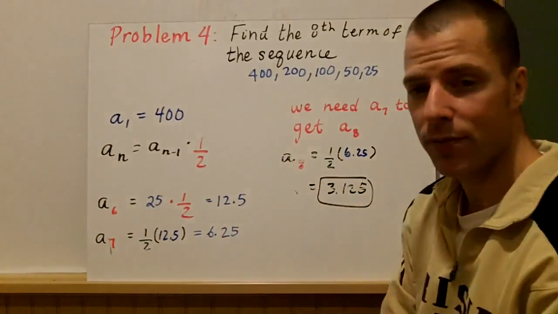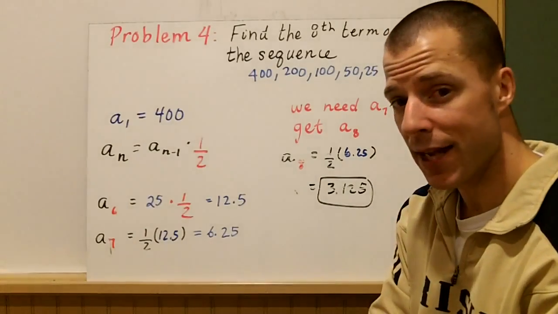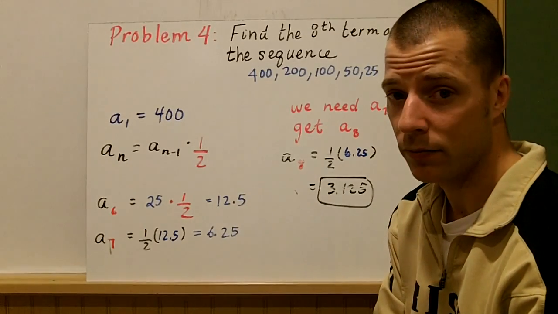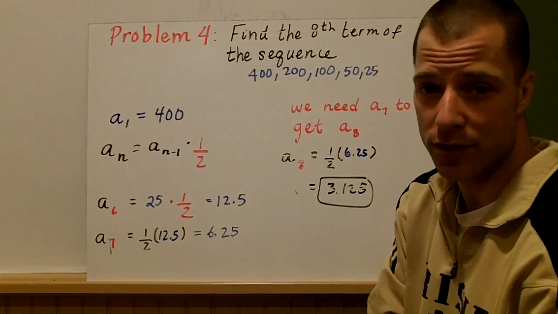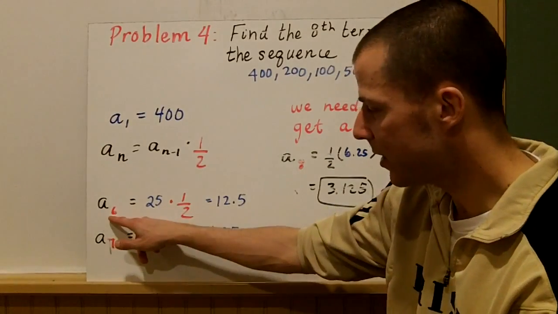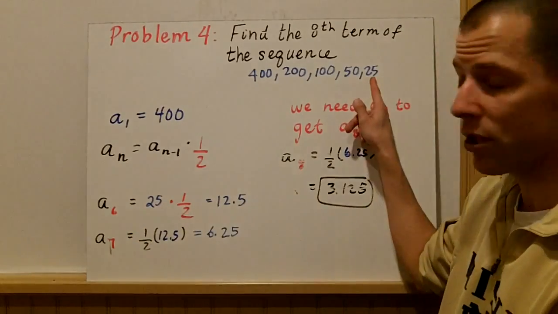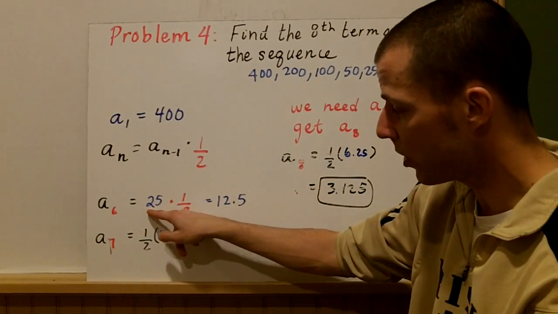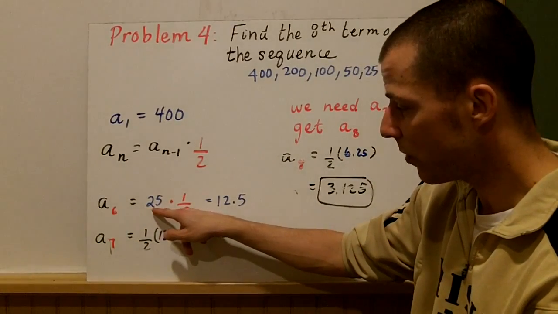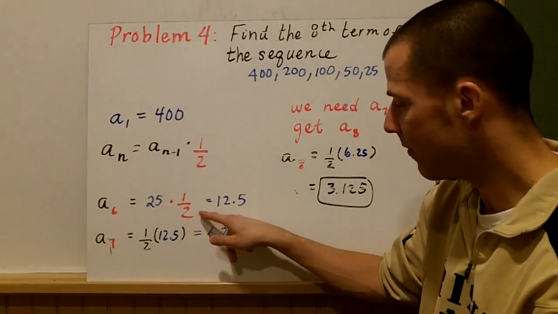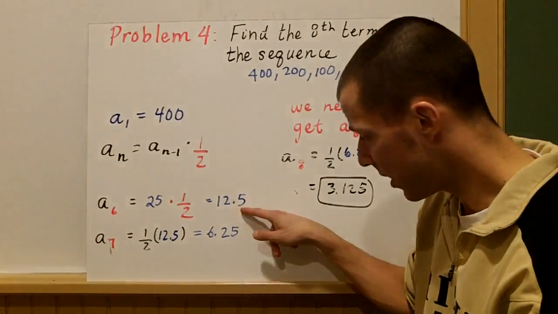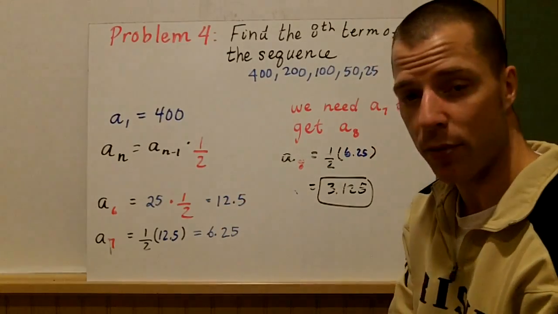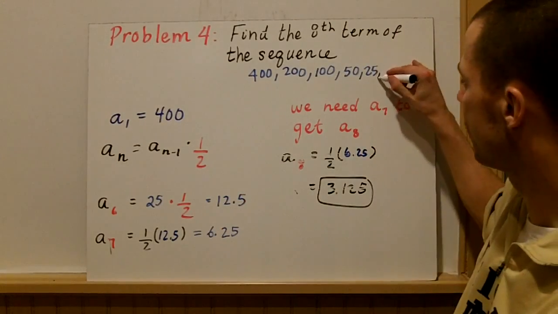I have 5 terms here. I need 6 and 7 in order to get 8. In order to find the 8th term using a recursive formula, I have to know 7. So to find a sub 6, I just take that last term, 25. A sub 5 is 25, so the previous term times 1/2 is 12.5. So that's a sub 6. The 6th term of the sequence is 12.5. So I could write that.